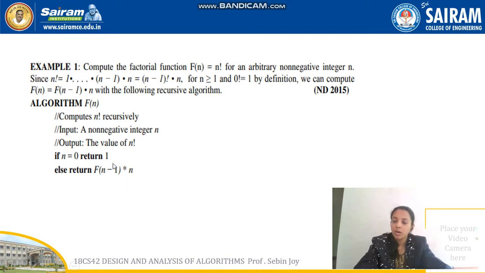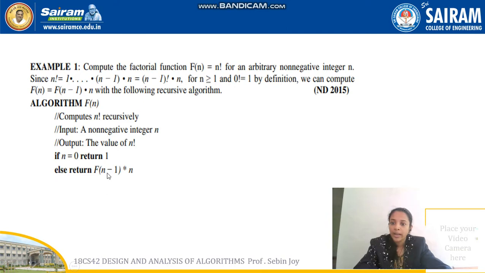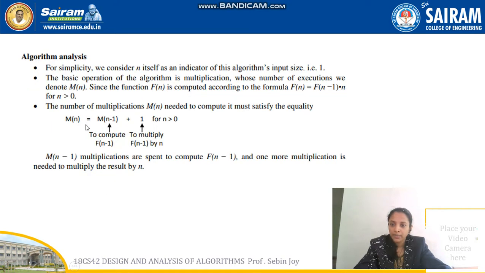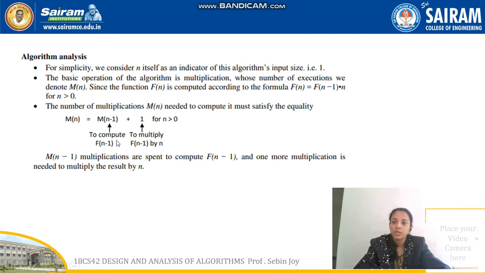So how to solve this one? How to write the recurrence relation for this? The recurrence relation is: M of n, the number of multiplications needed. M of n is equal to M of n minus 1 plus 1. That means how many multiplications are needed? M of n minus 1 multiplications needed, plus 1 more multiplication. To compute f of n minus 1, we need M of n minus 1 multiplications, and to multiply f of n minus 1 by n, we need 1 more.